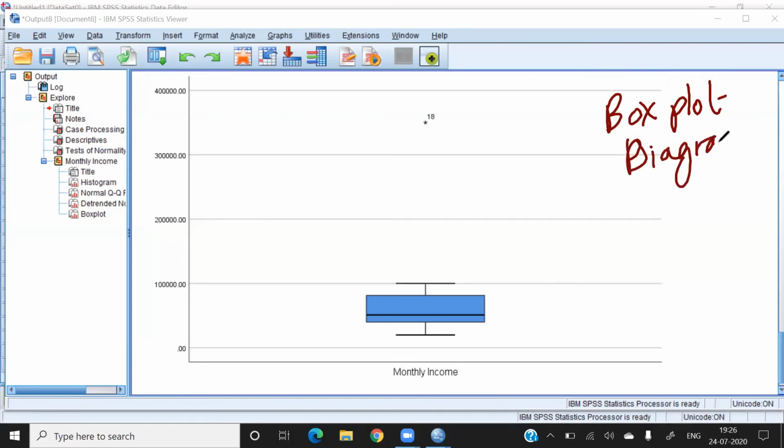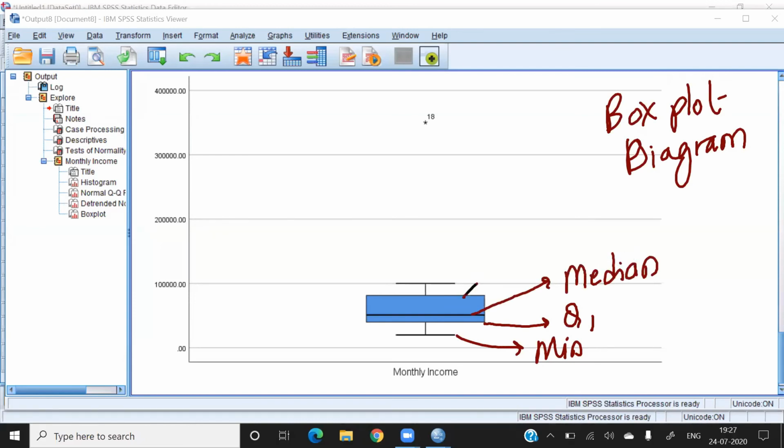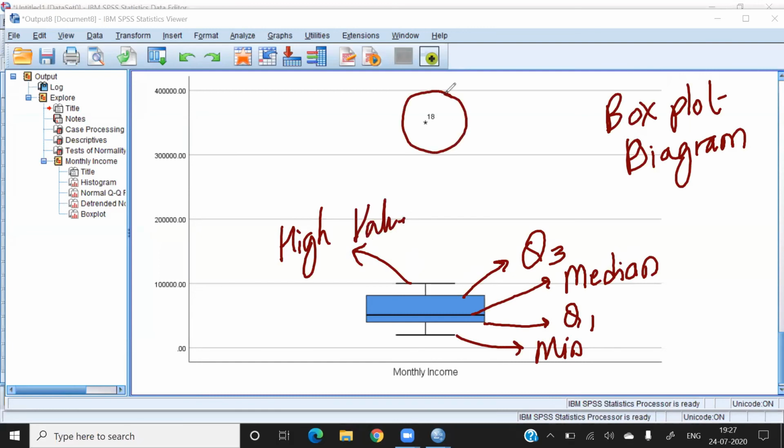And how to analyze this box plot diagram? This is indicating the minimum value. This is indicating quartile 1. This line is indicating the median. This line is indicating quartile 3. And this line is indicating the highest value, and anything which comes as a star is the outlier. So we can find out the outliers with the help of this box plot diagram.